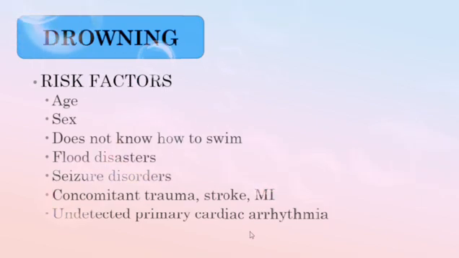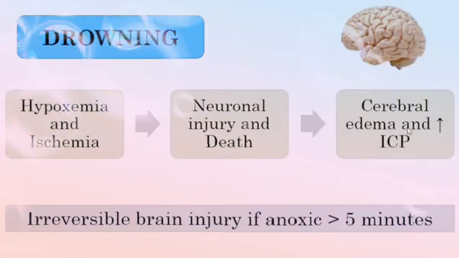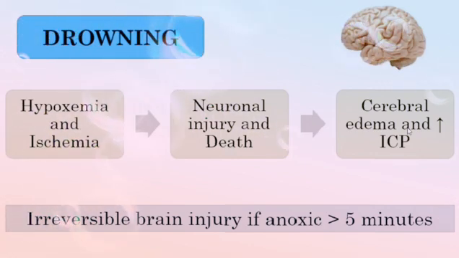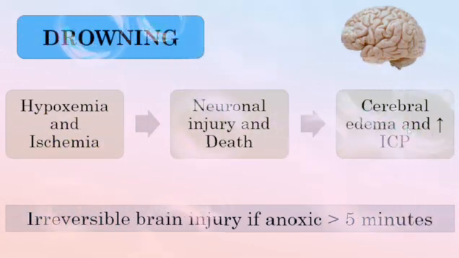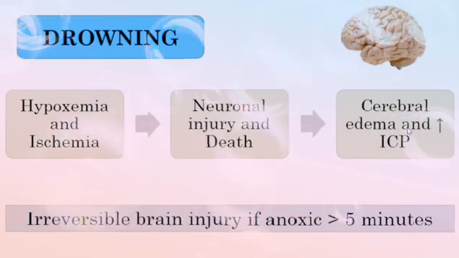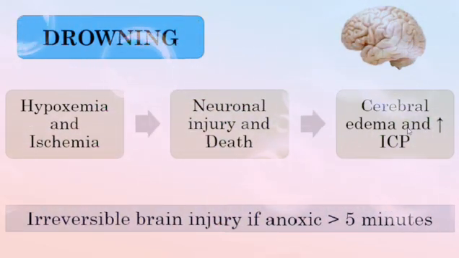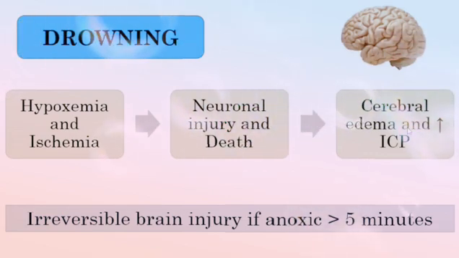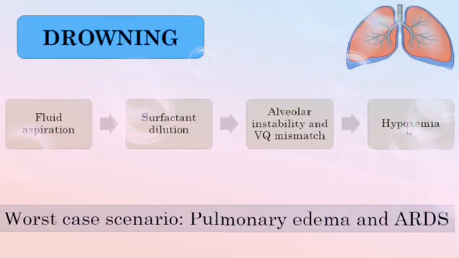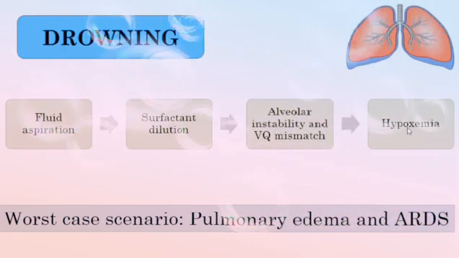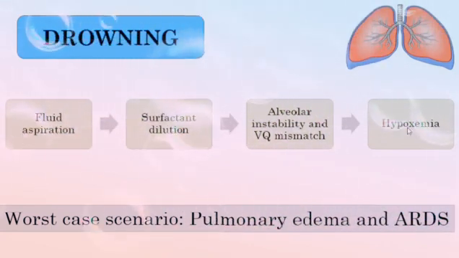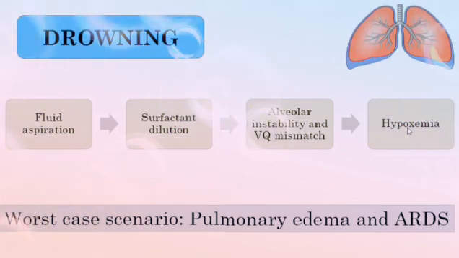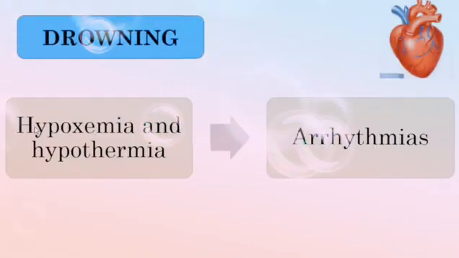concomitant trauma, stroke, MI. And they also have the undetected primary cardiac arrhythmia. Drowning which has the hypoxemia and ischemia leads to the neuronal injury and death, and the cerebral edema and increased ICP. Irreversible brain injury if anoxic is greater than 5 minutes. Fluid aspiration leads to the surfactant dilution, and this leads to the alveolar instability and the V/Q mismatch and the hypoxemia. The worst case scenario like the pulmonary edema and ARDS.